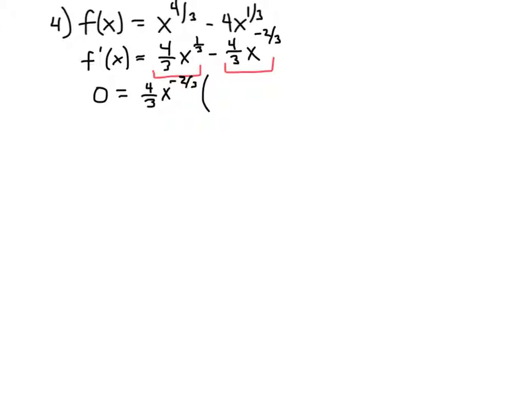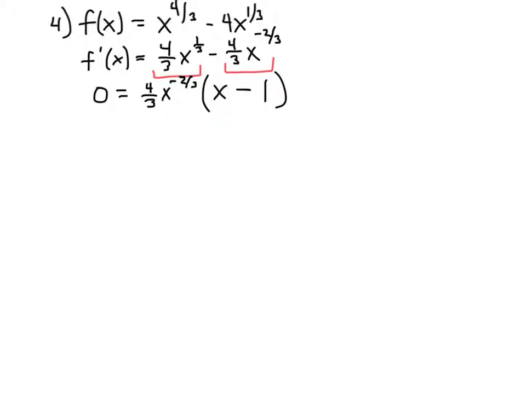And x to the 1/3 divides out with x to the negative 2/3, and what would happen is I would end up with just x. And then minus, these match exactly. This term here and this term here match exactly, so it's just minus 1.